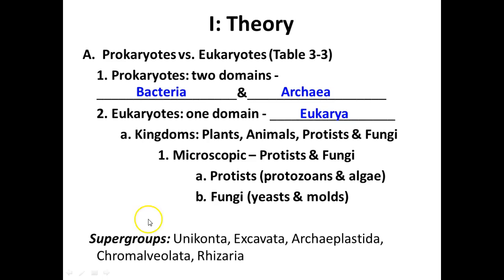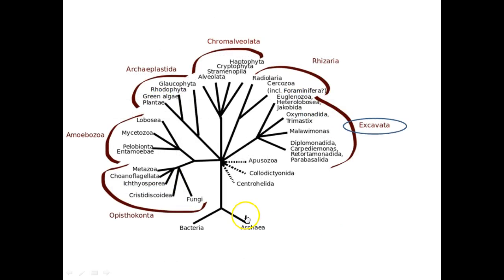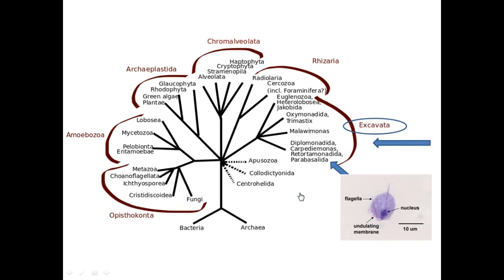So then we go into the many different subgroups that you saw on that tree. Notice this is important, this breakdown. We're going to start out in Excavata, in the Basalids. So these are some pictures of the organisms that would fall under this group.